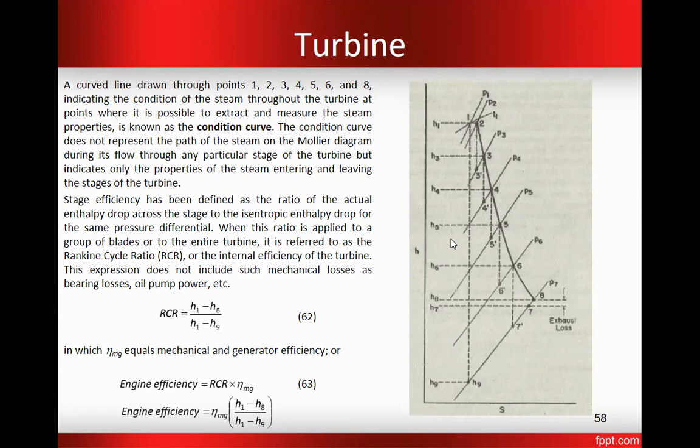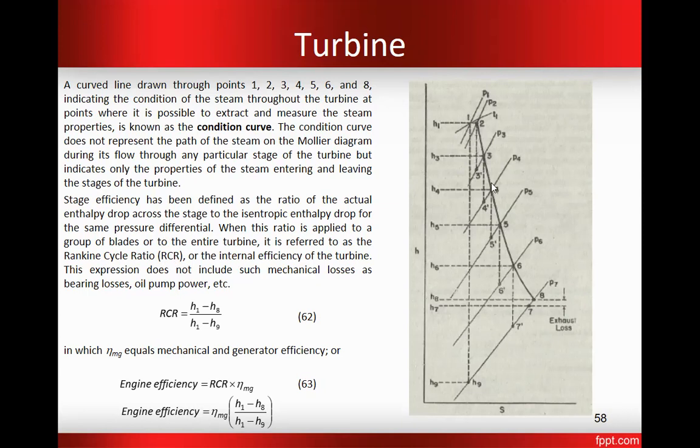Okay? Hindi siya actual na BTU, okay? O kilojoules. Ang unit niya is either per kilogram or per pound. So stage efficiency has been defined as the ratio of actual enthalpy drop across the stage, 8 to 9, to the isentropic enthalpy drop, 2 to 3 prime, for the same pressure differential. When this ratio is applied to a group of blades or to the entire turbine, it is referred to as the Rankine cycle ratio, RCR.